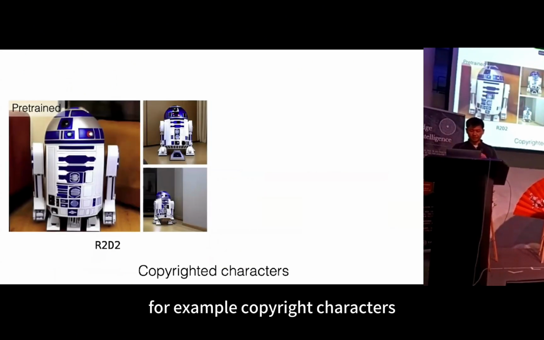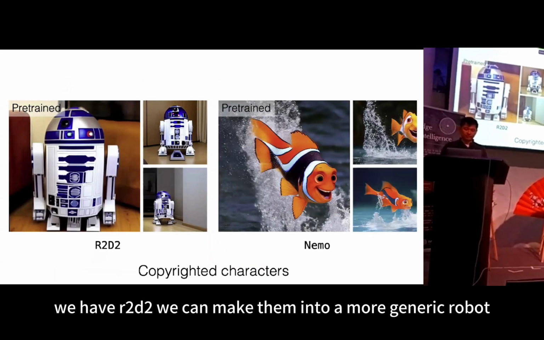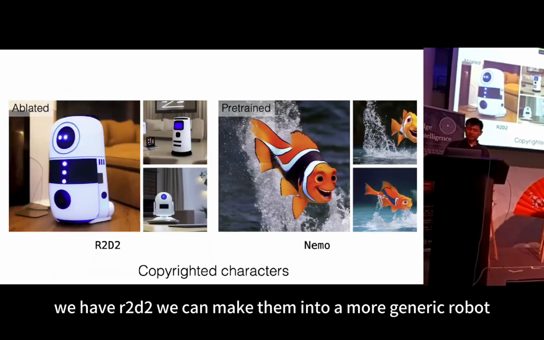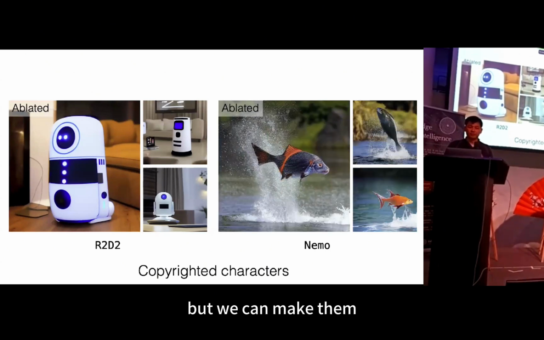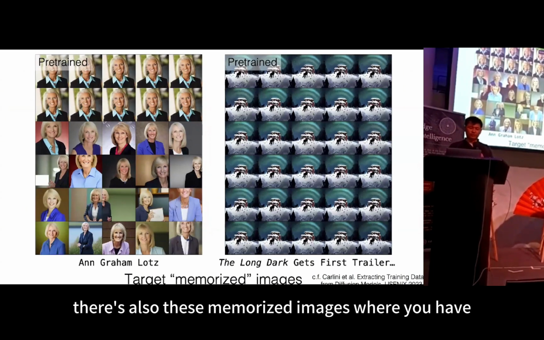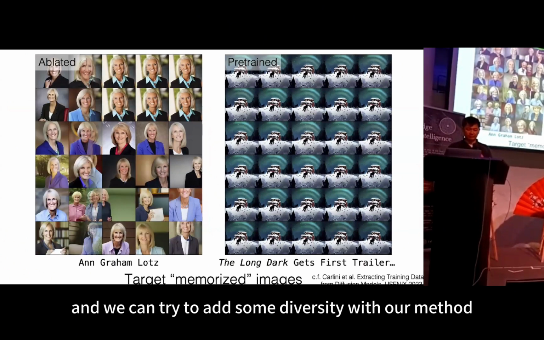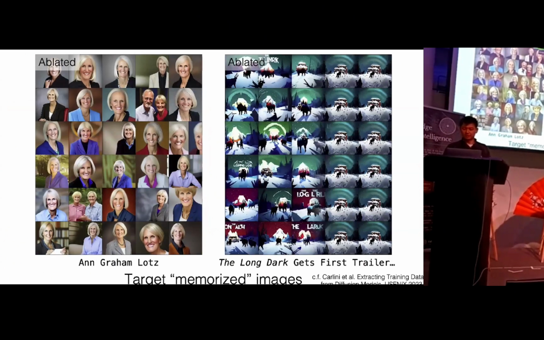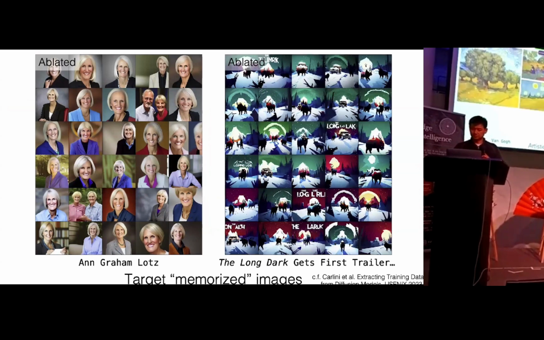For example, copyrighted characters. This is on just one of the earlier Stable Diffusions. We have R2D2. We can make them into a more generic robot. And then it has this kind of scary looking Nemo, but we can make them look a little more normal. Okay. There's also these memorized images where you have kind of specific identities within the model, and we can try to add some diversity with our method, as well as this video game cover can be diversified as well.